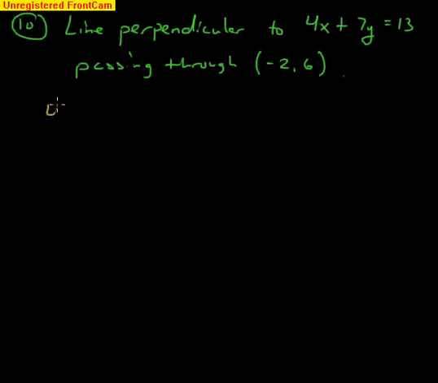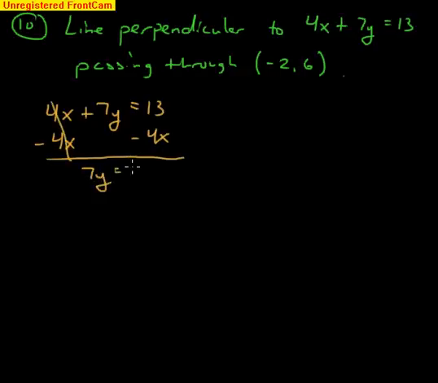So again, first step, take that line 4x plus 7y equals 13. We need to put it in slope-intercept form. We need to make it look like y equals mx plus b. Subtract the 4x on both sides. Cancels. 7y equals, put the x term first, -4x plus 13. We want it to look like mx plus b. Still got to get the y by itself. Divide by 7 over here.